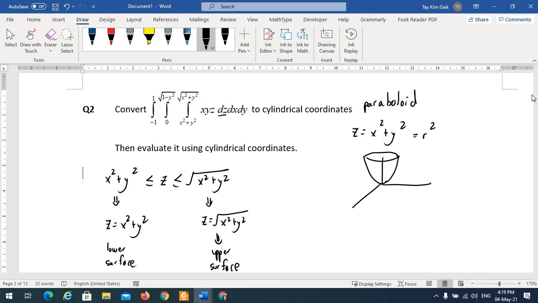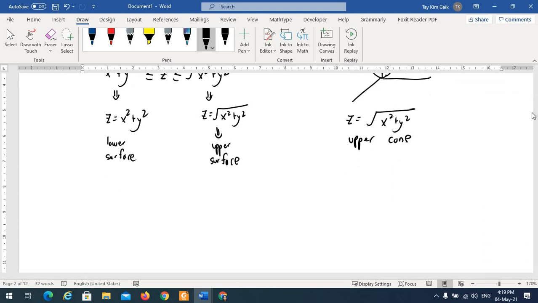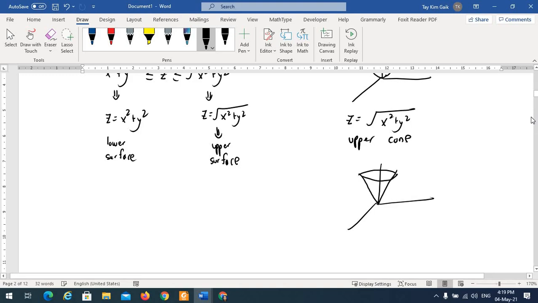Okay, and the upper surface z equals square root of x squared plus y squared. This one is actually the upper cone, with straight lines. If you want to convert using cylindrical, then x squared plus y squared is r squared, so this is equal to the square root of r squared, which is r.